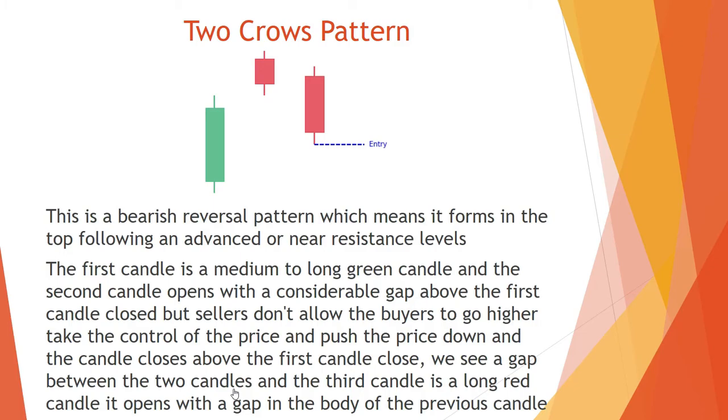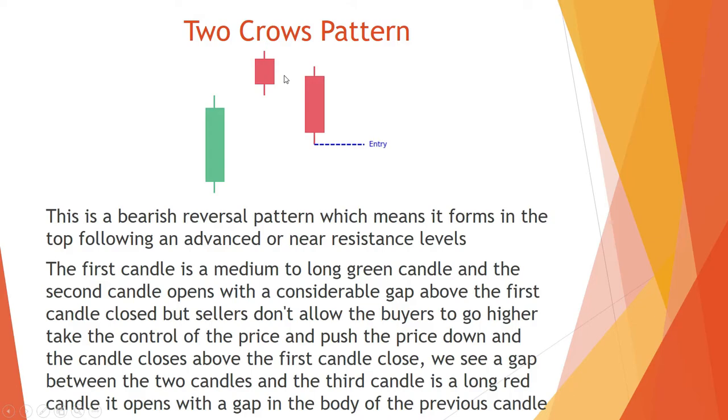The two crows pattern. This is a bearish reversal pattern, which means it forms at the top following an advance or near a resistance level. The first candle is a medium to long green candle, and the second candle opens with a considerable gap above the first candle close. But sellers don't allow the buyers to go higher and take control of the price and push the price down, and the candle closes above the first candle close.